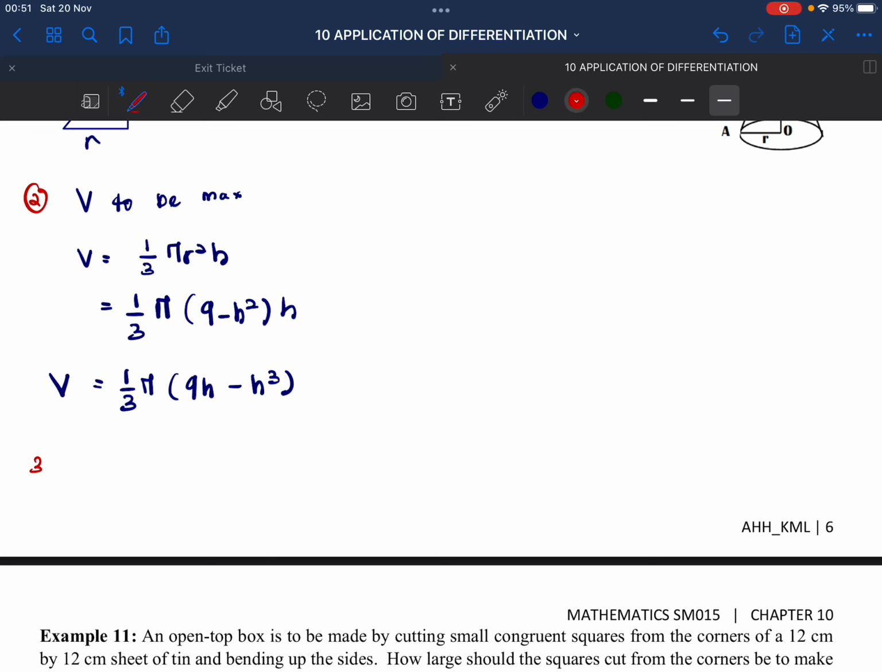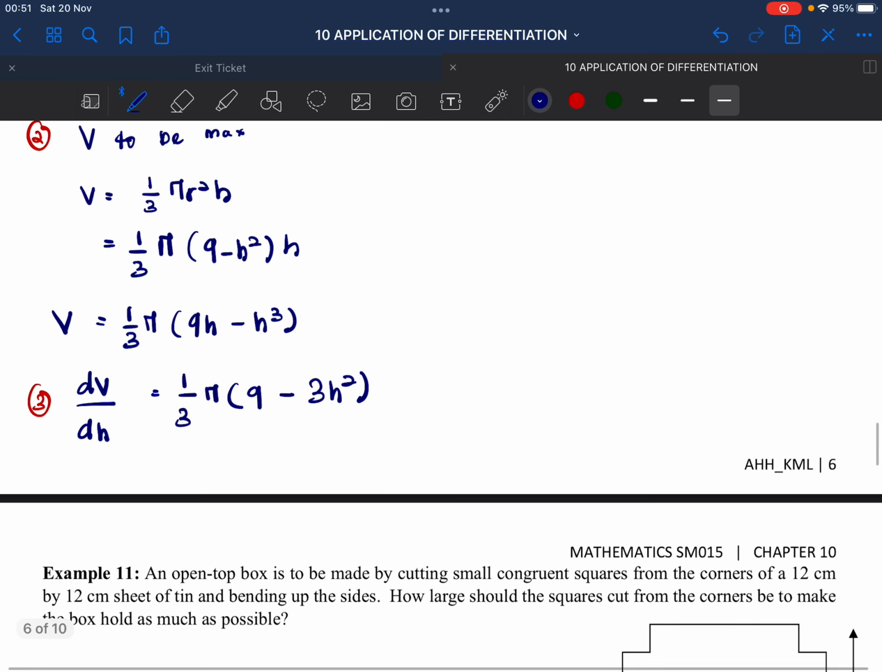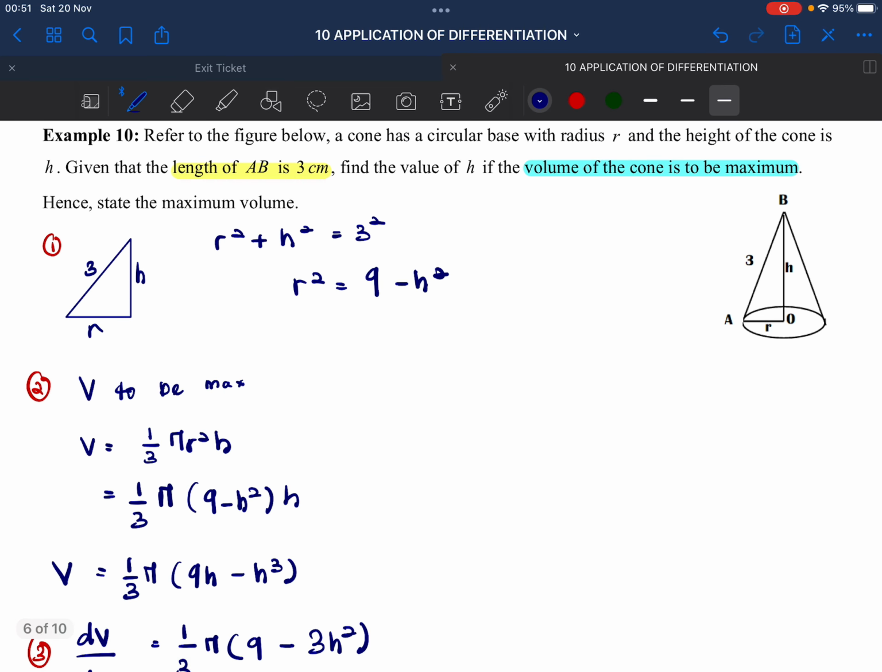We are going to differentiate our volume here. So we will get dv, differentiate volume with respect to h, so dv over dh. The constant here is 1 over 3 pi. Differentiating 9h will give us 9. Differentiating h cube will give us minus 3h square. Now you want to find the value of h, so set your first derivative equal to 0. So dv over dh equals 0.